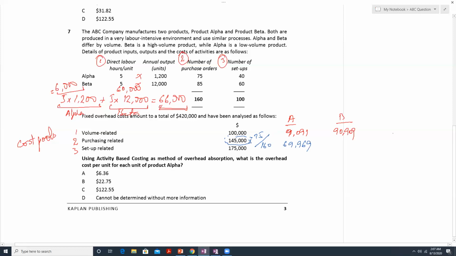Similarly, for beta, I will take 85 purchase orders, as there are 85 purchase orders for beta, and I'll divide it by 160. I'll multiply it by 145,000 to get, what will it give me? It will give me an answer of 77,031. So this is the allocation of purchasing related overheads on the basis of number of purchase orders to product alpha and beta.